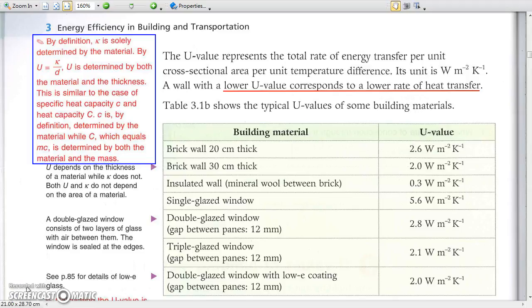So a low U value means a low rate of heat transfer, delta Q over delta T. The U value of composite materials is usually measured experimentally and given in the examination question, because the value depends on the ratio of different materials and even how they bond together physically.